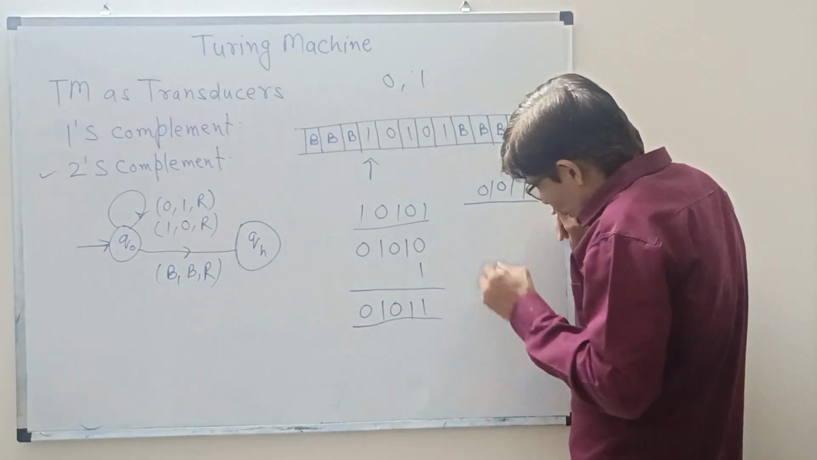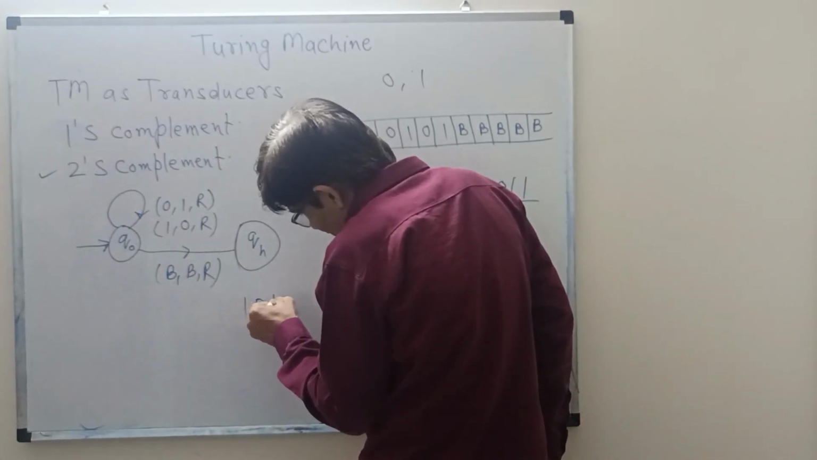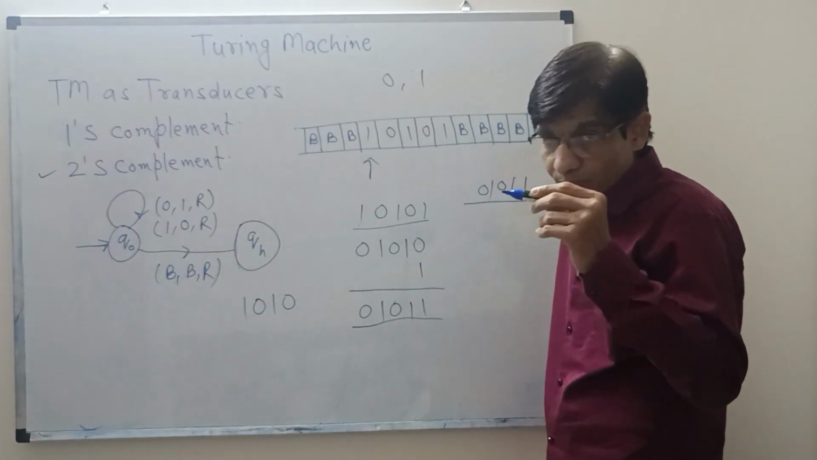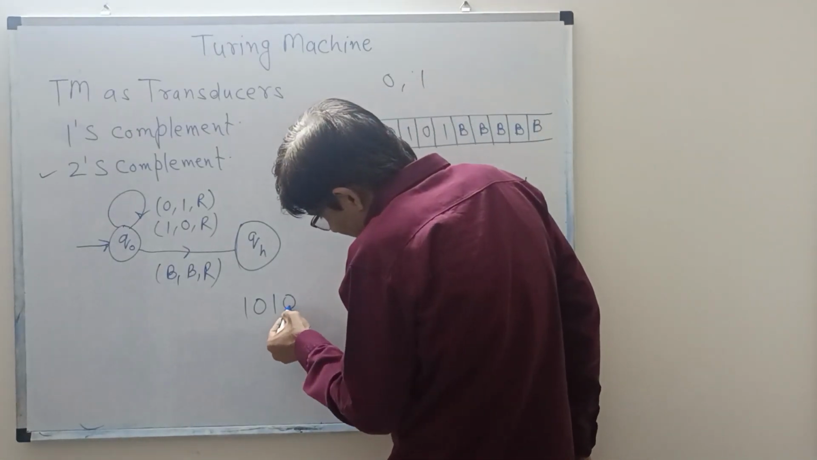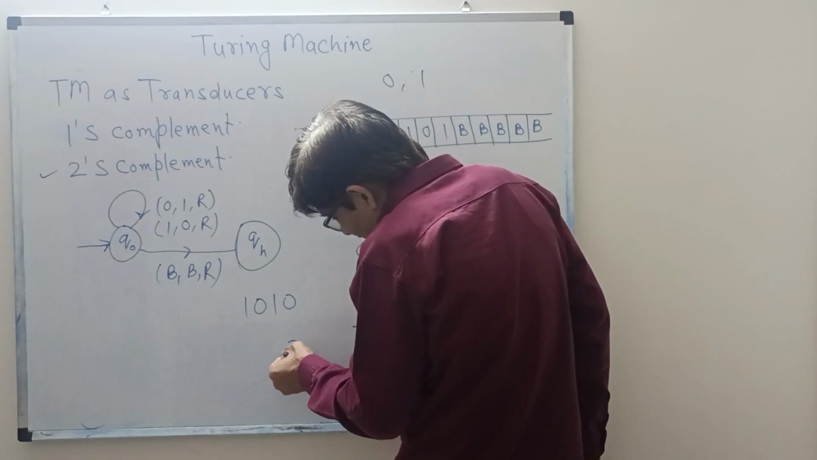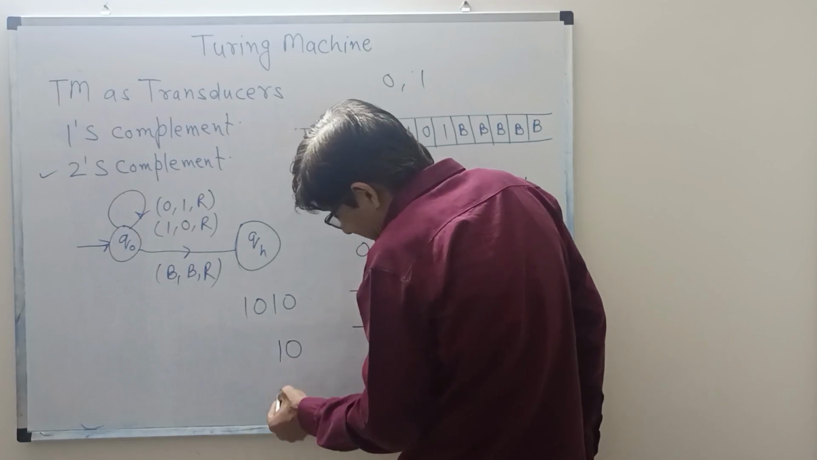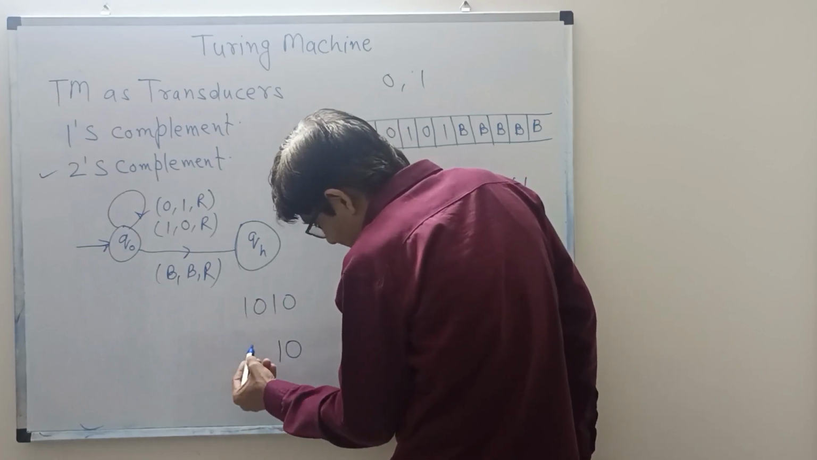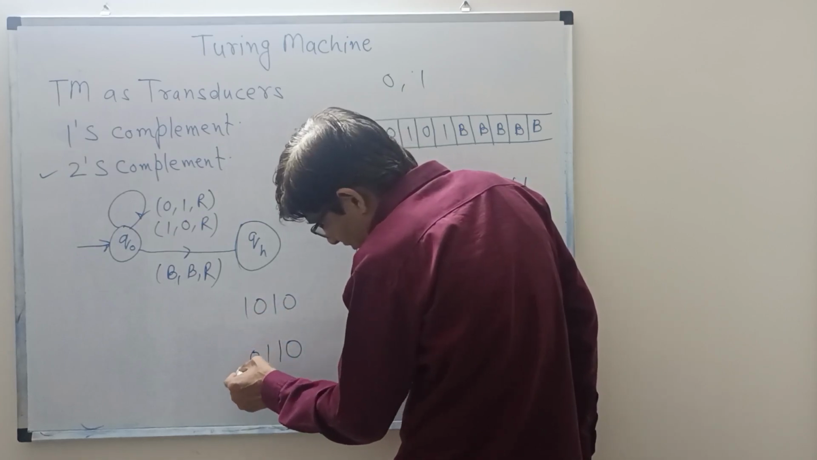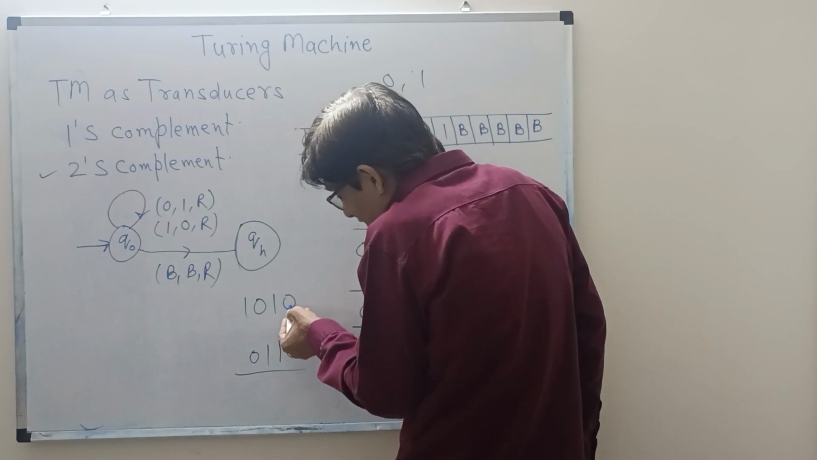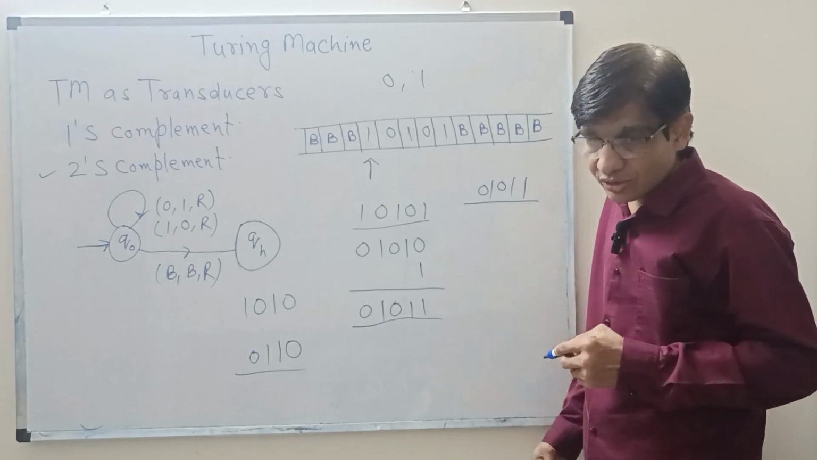So I will take one more example here. Suppose you have the number 1010. Now, what would be the 2's complement of this number? So we will start from the right hand side, and all zeros we will leave as they are, and the first one also we will leave as it is, and remaining all bits after the first one from the right hand side we will invert. So this would be like this. So this is the 2's complement of this number. So I hope this method is very clear to all of you.